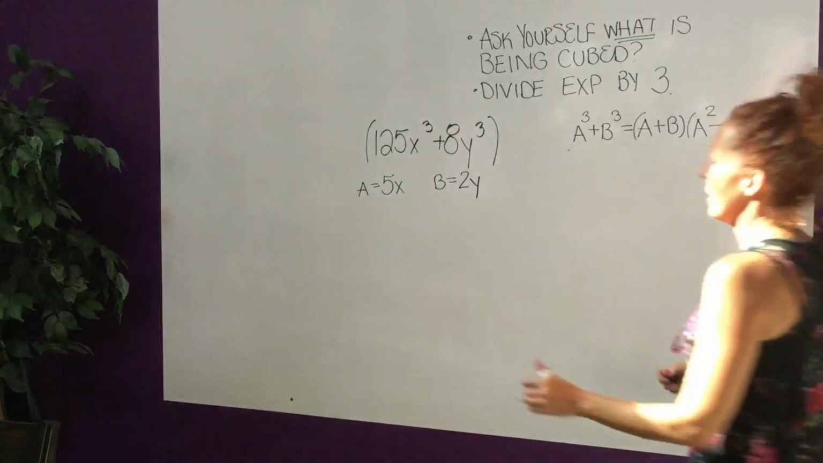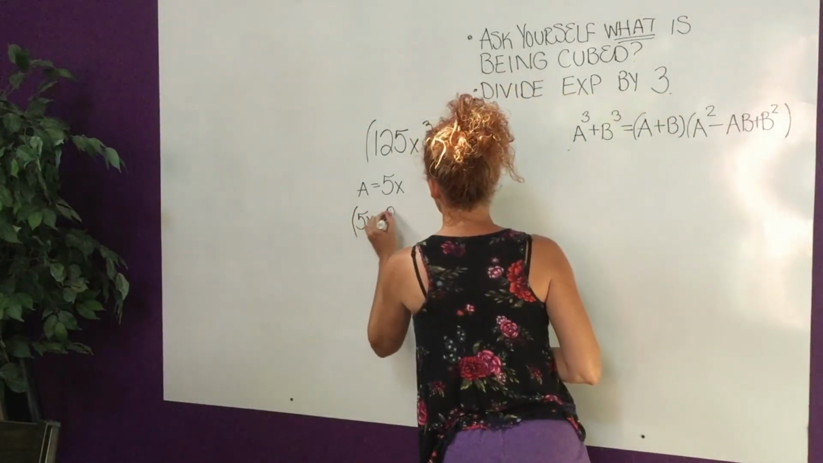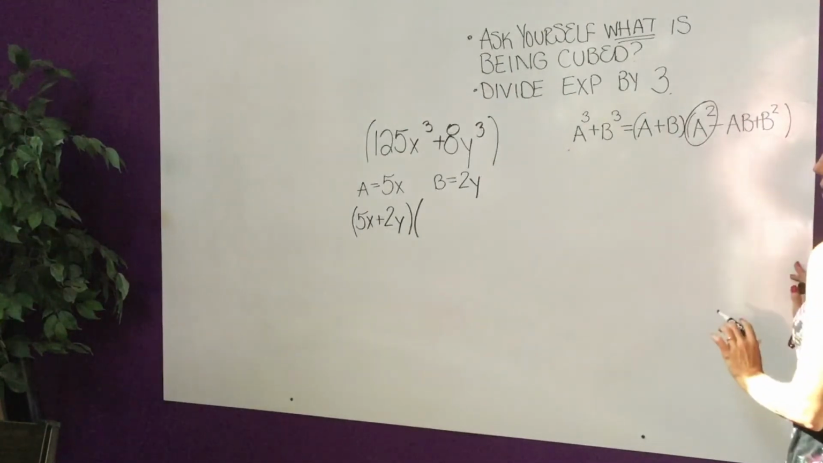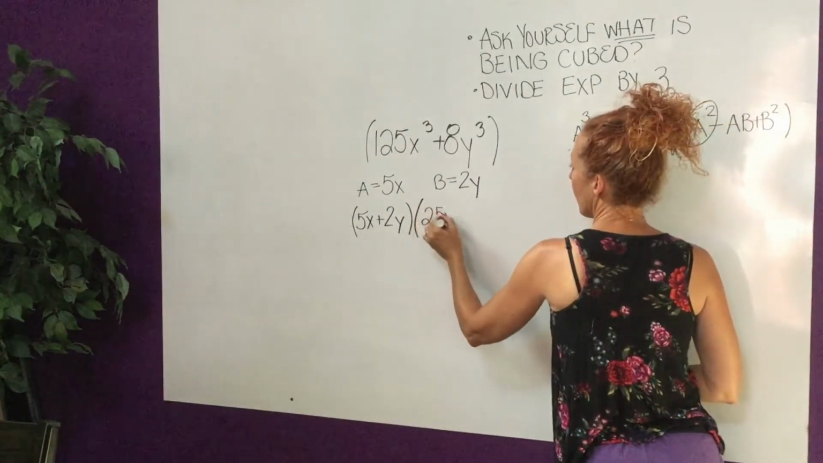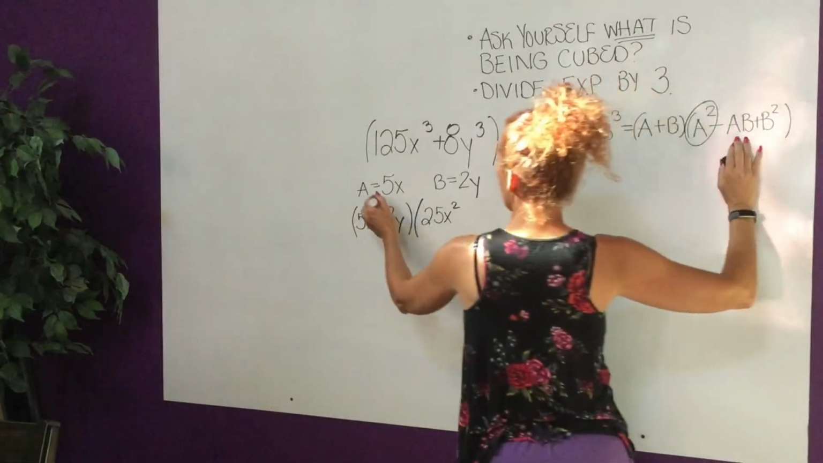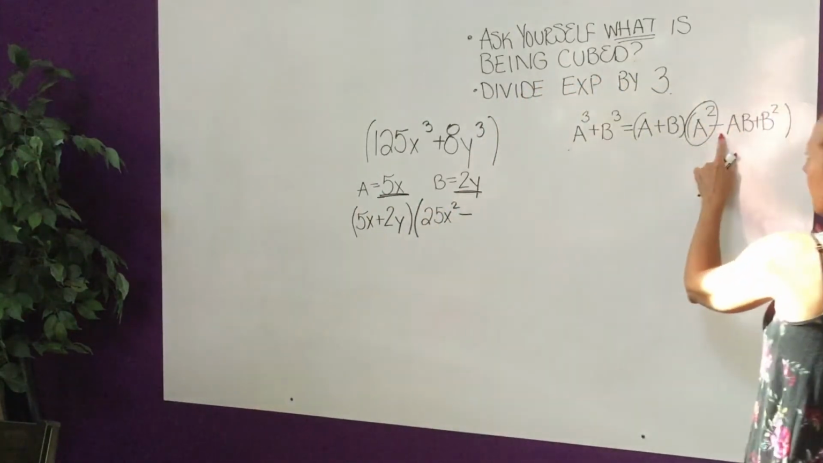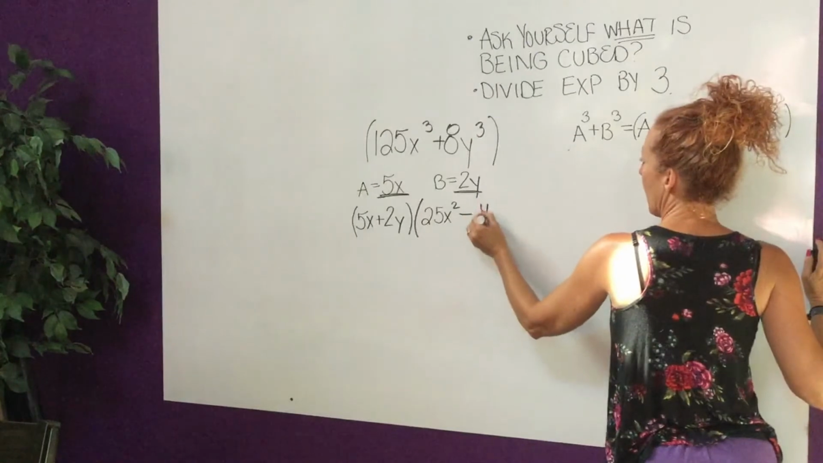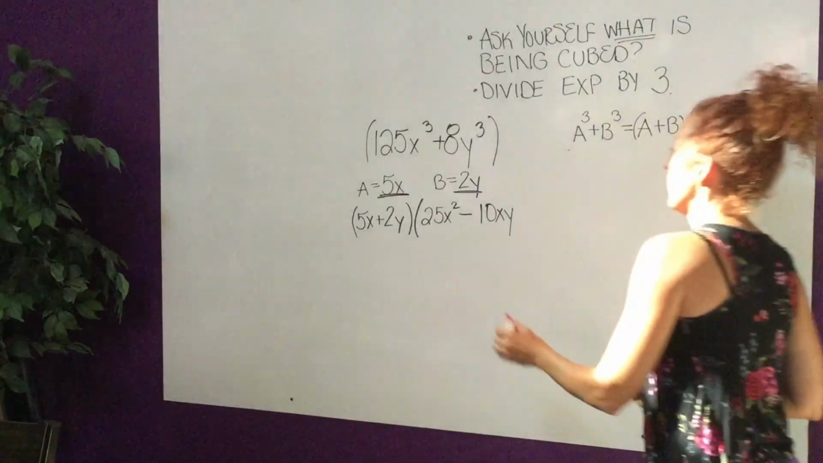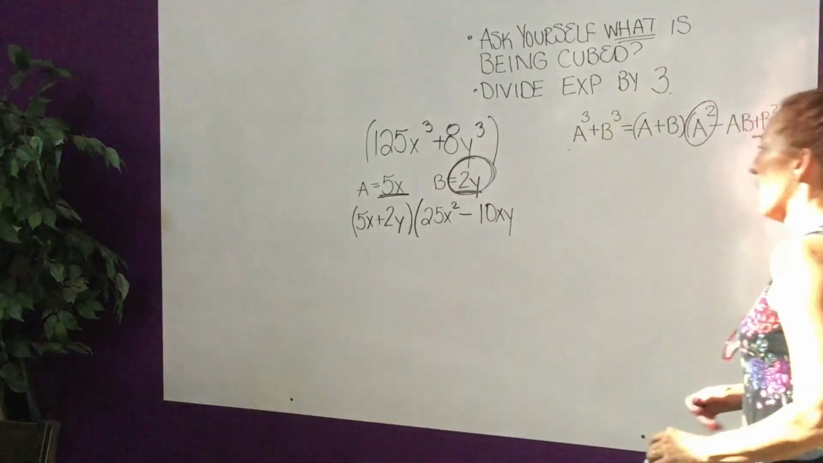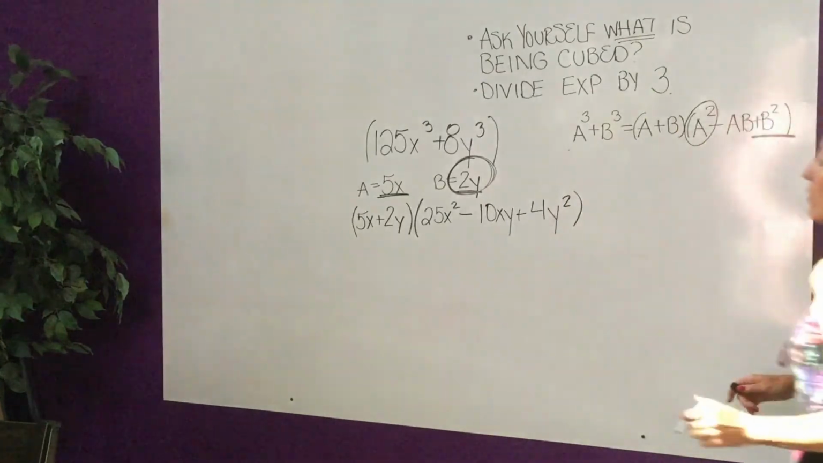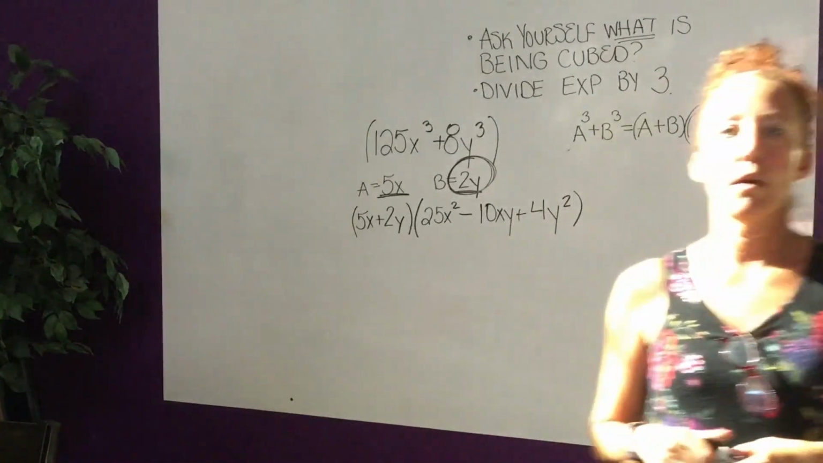So the first parenthesis is not really the tricky part. The tricky part comes in this back piece. So it says I'm going to square the A. So 25x squared. And then I'm going to multiply the A and the B. So I'm going to multiply those two things, and the sign in front is negative. So that's going to be 10xy. And then the back piece is b squared. So I'm going to take this right here and multiply it by itself for a 4y squared, and close up my parentheses.